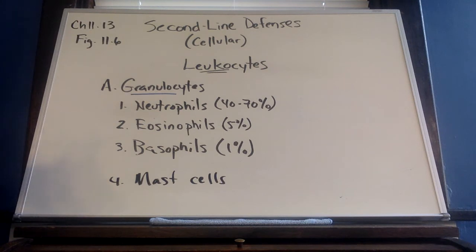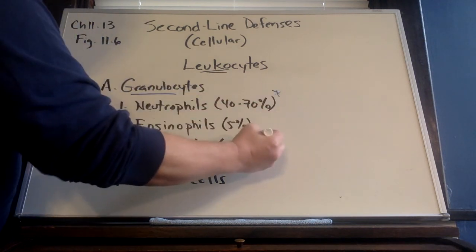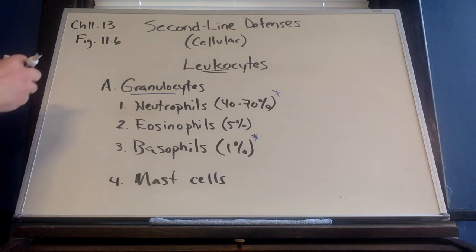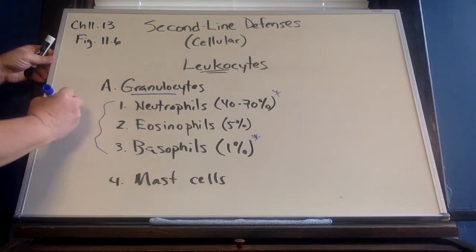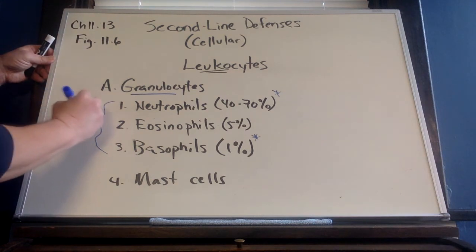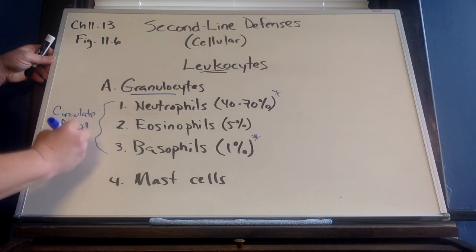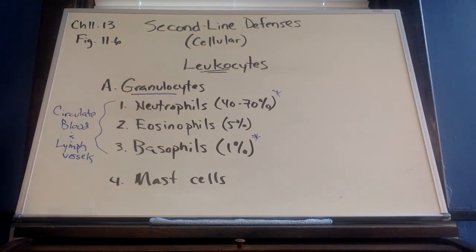These have a moderate number within it. As far as percentages go, just know the most popular and the least popular. Hopefully that will help keep those in check. These three will all circulate in your blood and lymph vessels. So these three are all mobile.